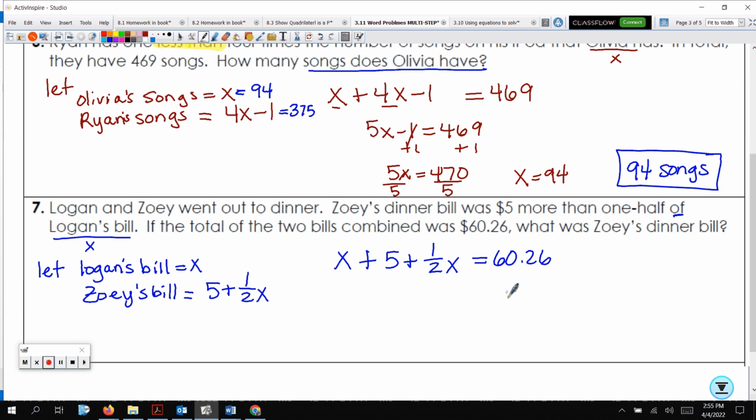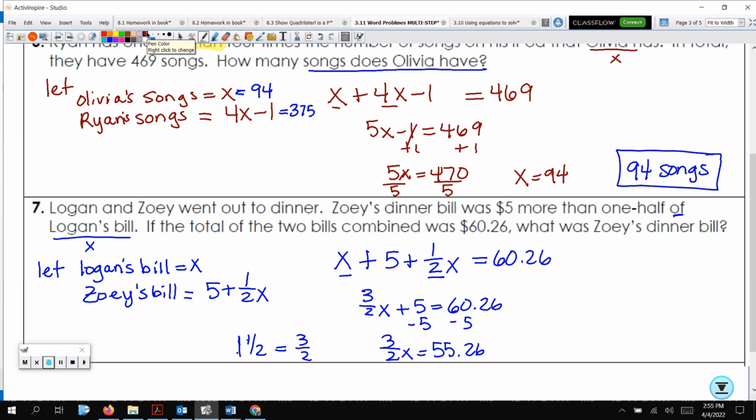But I'm just going to do this on the side. 1 and 1/2 is 3 over 2. Right? Remember, we multiply the 2 times the 1 and we add the 1. That gives us 3 over 2. So when I combine my x's together, I get 3 halves x plus 5 equals $60.26. Now we just subtract 5 from both sides. We have x equals $55.26. Now I know you know what to do here because we don't divide fractions. We multiply by the reciprocal.